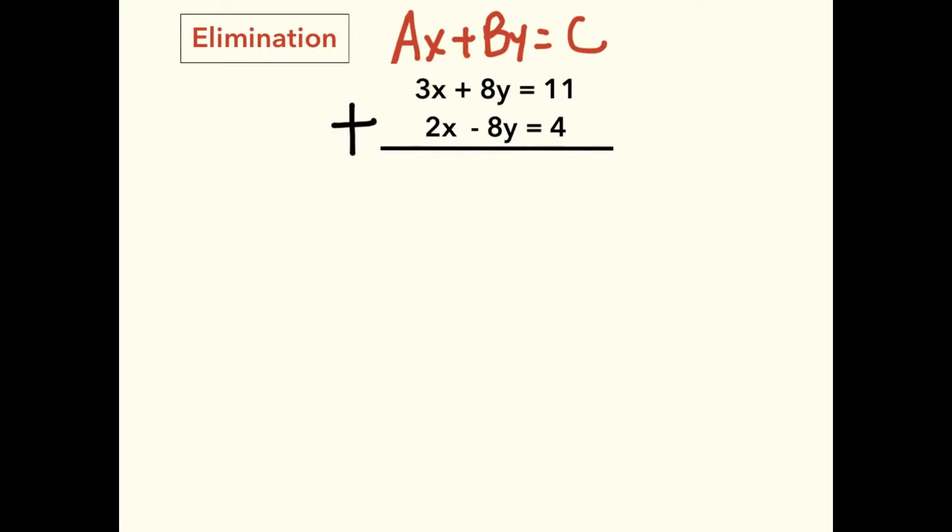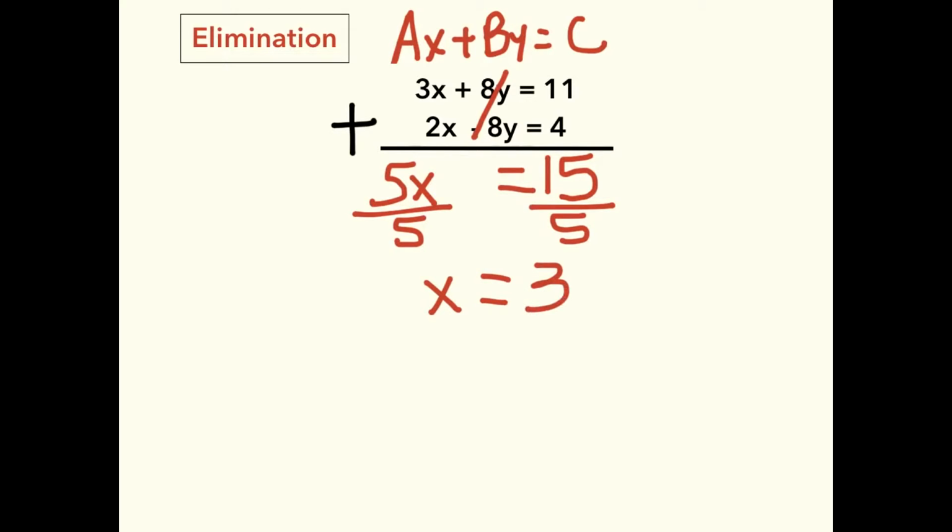So 3x plus 2x is 5x. And then 8y plus negative 8y is 0, so those cancel and you have nothing. And then 11 plus 4 is 15. So we've completely eliminated the y variable. Now we have 5x equals 15, and now we just need to solve for x. So we can divide both sides by 5, and we get x equals 3.